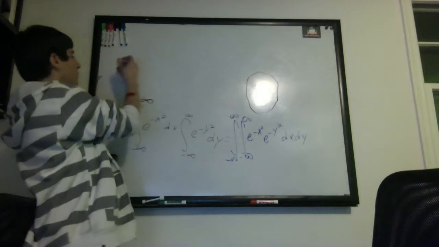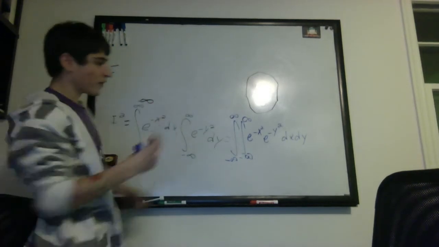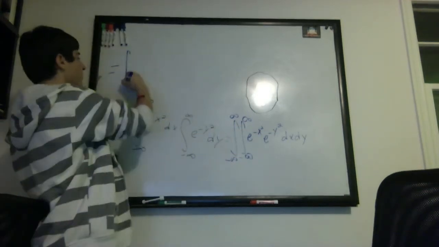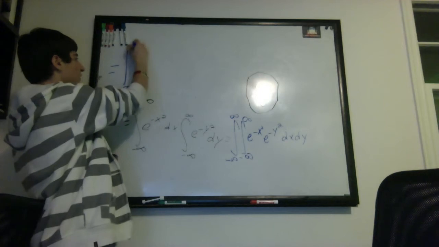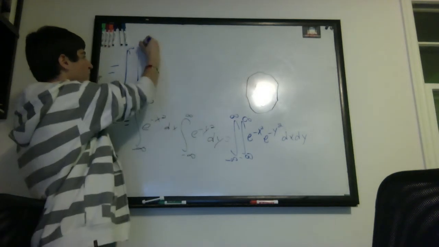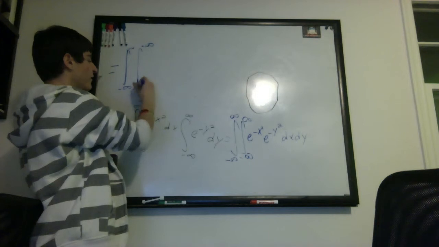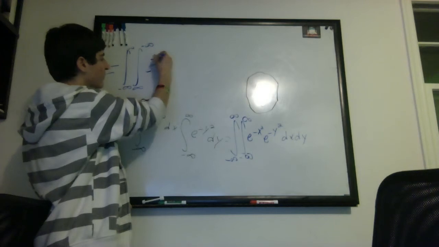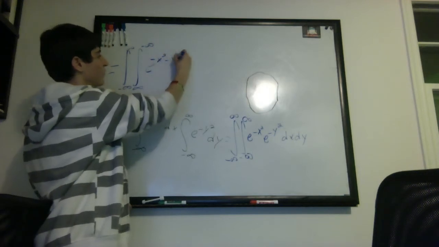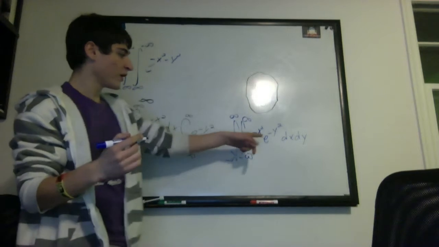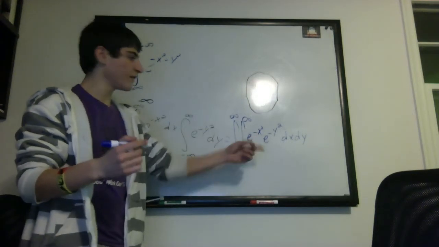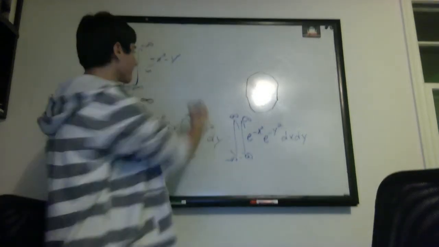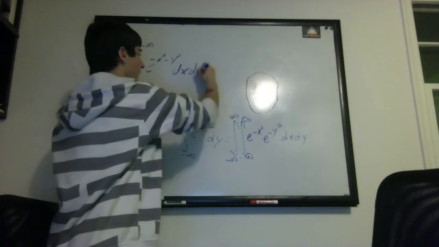If you have e to the minus x squared times e to the minus y squared, that's going to be the double integral from minus infinity to infinity of e to the minus x squared minus y squared, dx dy. Because if you know the laws of exponents, when you multiply two things with the same base to some power, you just add the power. Or, well, in this case, subtract.